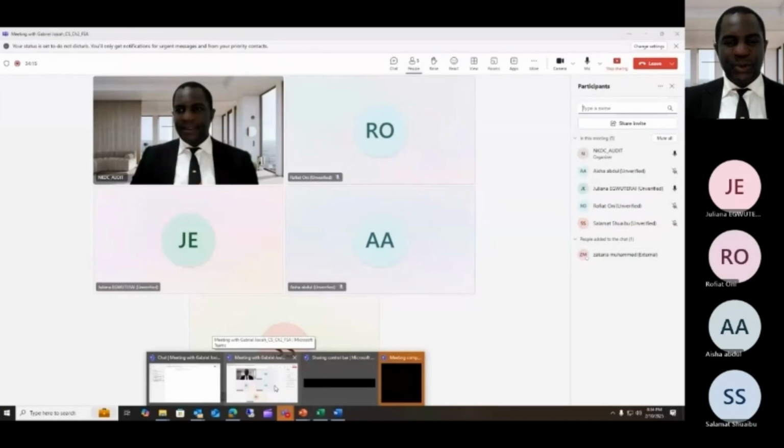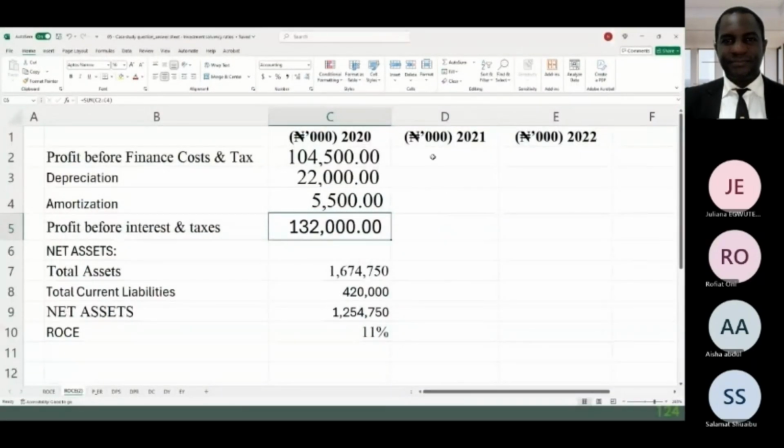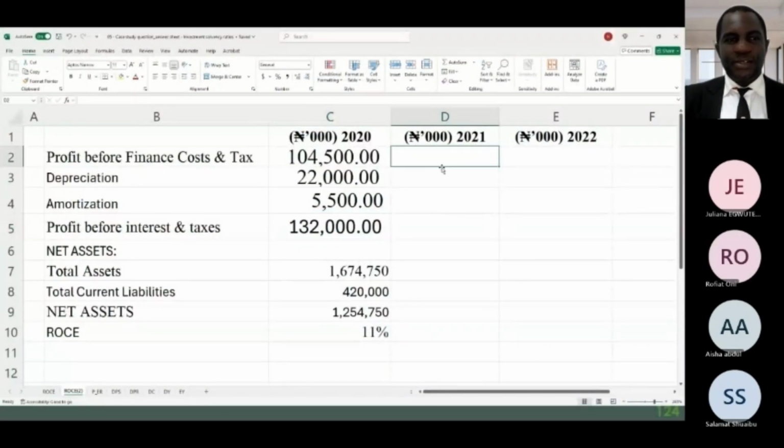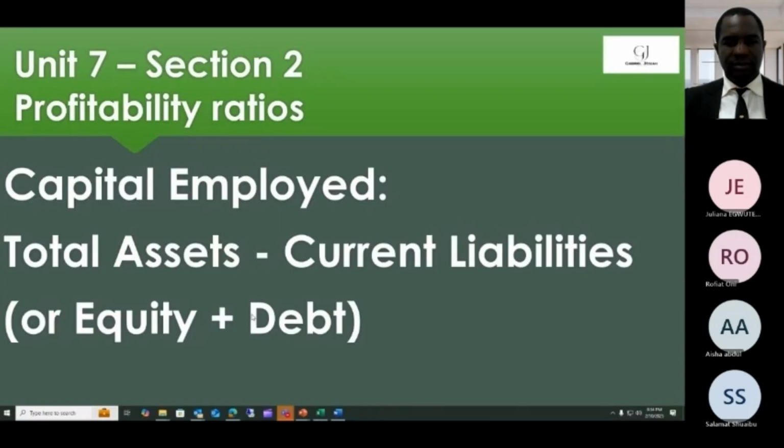All right. So what's our 2021 return on capital employed? What do we have? Have we calculated it? I believe we are crunching the numbers. Okay, so let me wait.